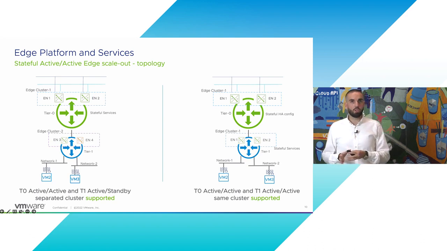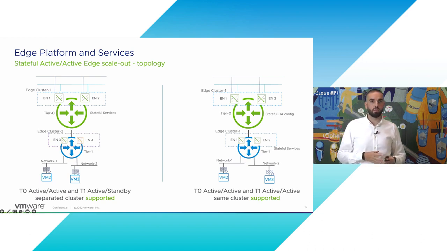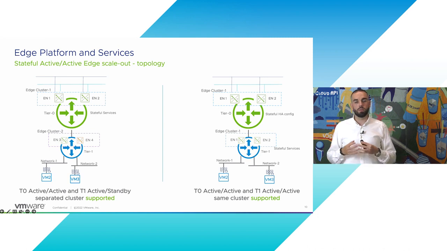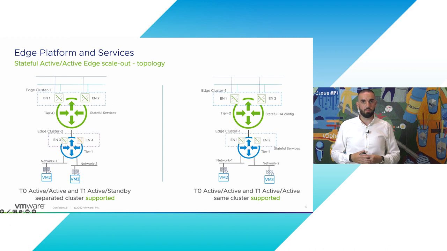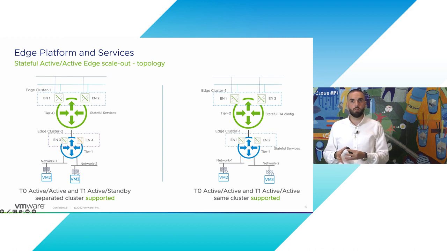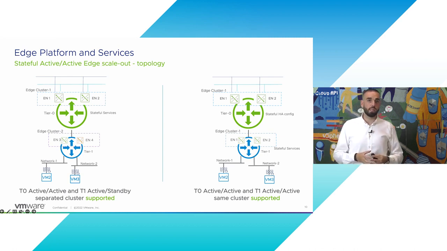Talking about the topologies, what is supported and what is not supported, on that slide we are representing two of the supported topologies. On the right side of the screen we are seeing most probably one of the most frequently seen topologies, where we are running our tier 0 and tier 1 in active-active HA mode, and we are consuming our stateful services on top of the tier 0 and tier 1.